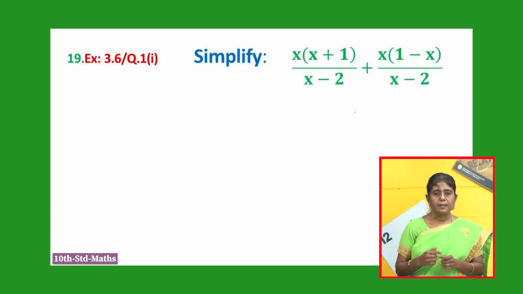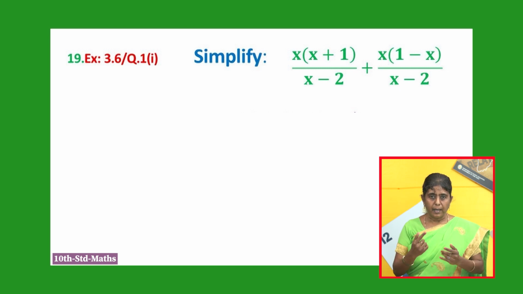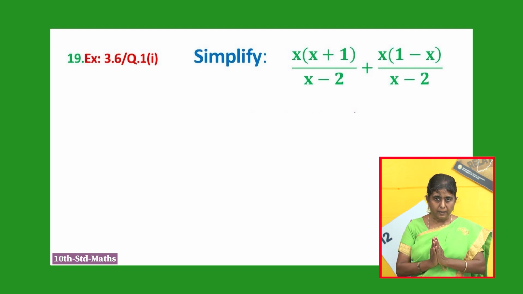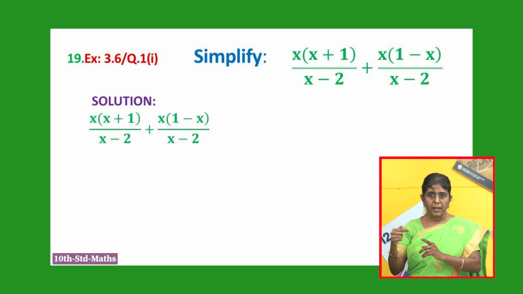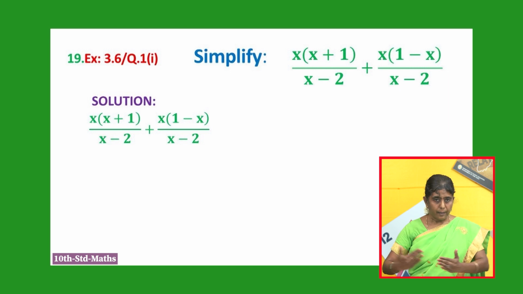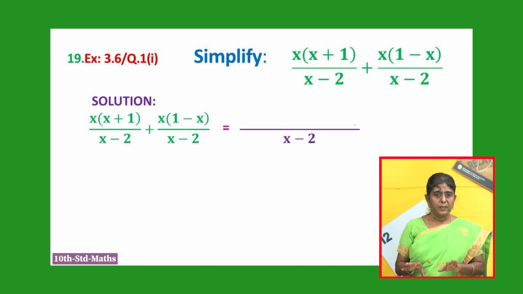That is given in exercise 3.6, question number 1, subdivision 1. x(x plus 1) divided by x minus 2, and you see the symbol plus, so x(1 minus x) divided by x minus 2. You see both the denominators are same. The LCM will be x minus 2. So we can take the LCM as x minus 2.